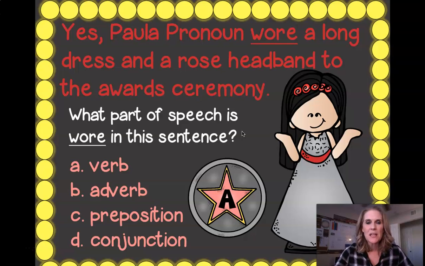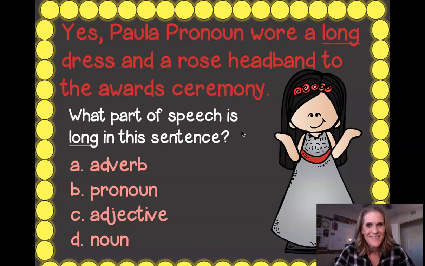Hey, you know what? I kind of lied. Let's do one more. What part of speech is long in this sentence? Paula Pronoun wore a long dress and a rose headband. Is it A, adverb, B, pronoun, C, adjective, or D, a noun?